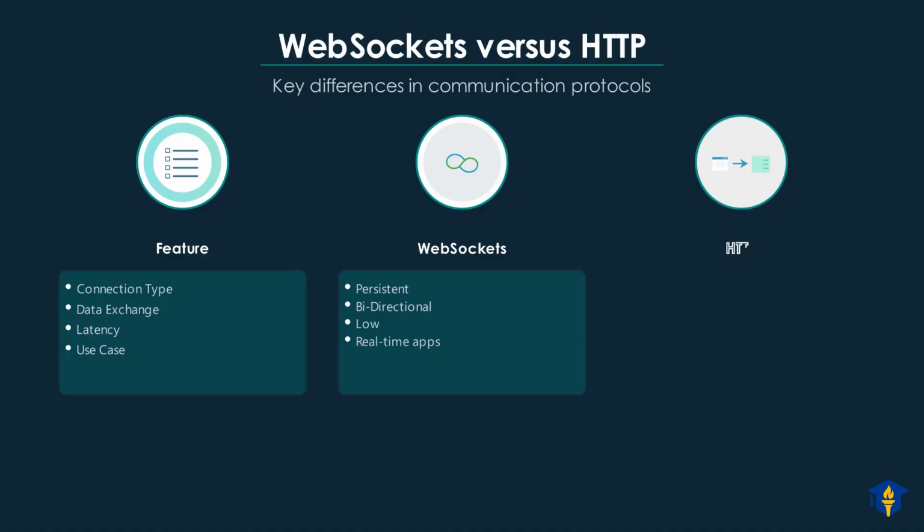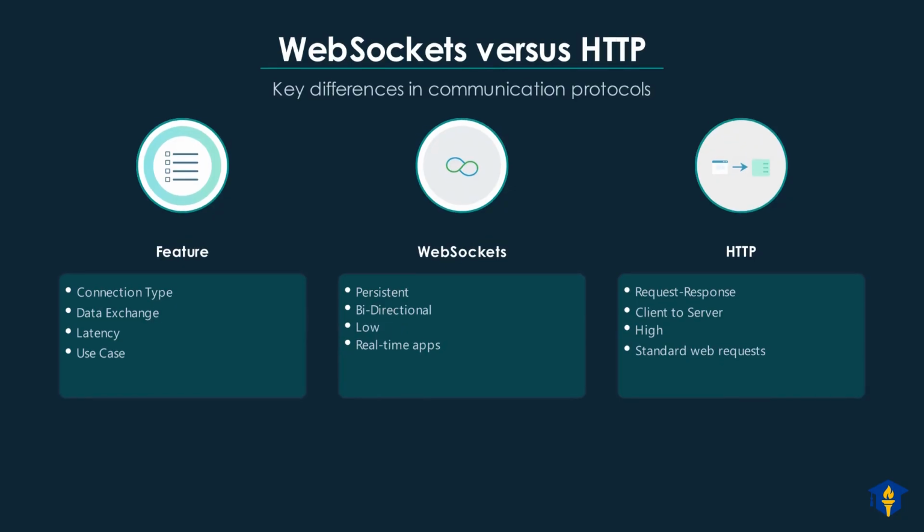Now, let's consider the characteristics of traditional HTTP communication. HTTP operates on a request-response model where the client initiates communication. Data exchange is primarily from the client to the server, with responses sent back. HTTP typically has higher latency due to connection setup for each request. It's widely used for standard web requests, like loading web pages and forms.